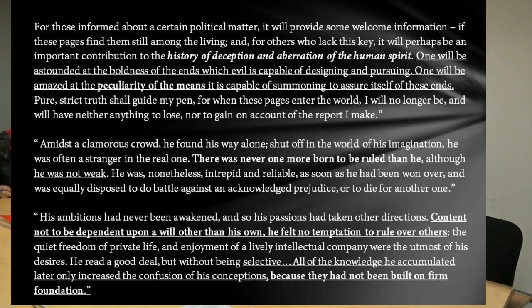Shut off in the world of his imagination, he was often a stranger in the real one. There was never one more born to be ruled than he, although he was no weakling. He was nonetheless intrepid and reliable. As soon as he had been won over, he was equally disposed to do battle against prejudice or to die for the other one. His ambition had never been awakened, and so his passions had taken other directions.